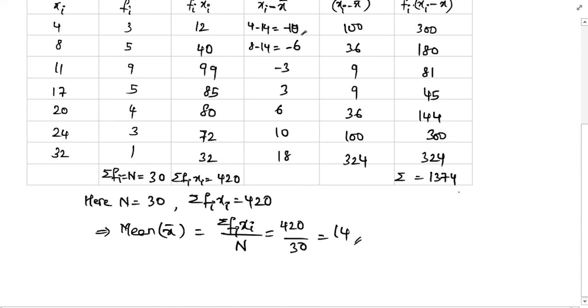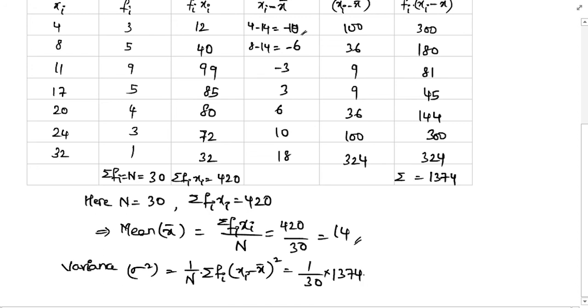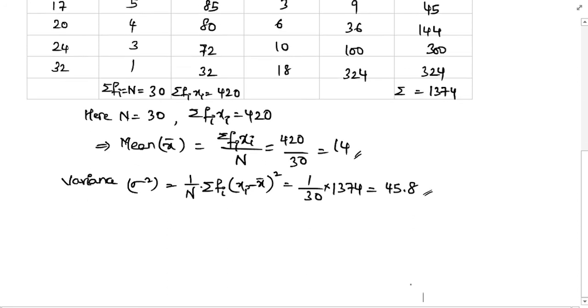Now the summation of this will be equal to 1374. So now we will find our variance. Variance, that is sigma square, is equal to 1 by n into summation of fi into xi minus x bar whole square, which is equal to 1 by 30 into 1374 here, which is equal to 45.8. We got variance as 45.8.